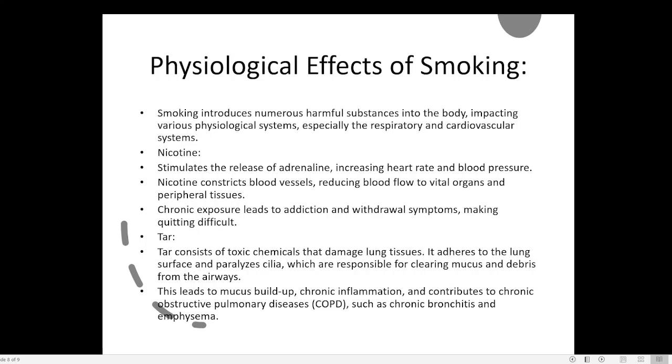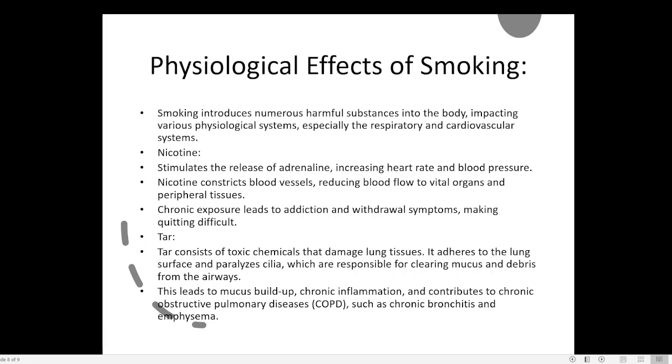Then another content of the smoke is tar. Tar means the same tar, the black tar that people are using for road tarring. The same tar is also present in the smoke. And the tar consists of toxic chemicals that damage lung tissue.